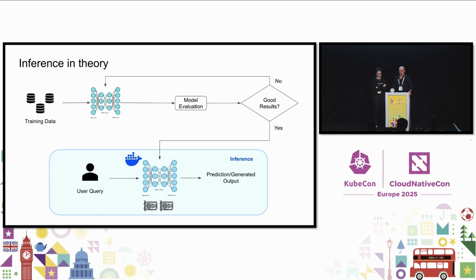So let's start. So inference in theory, right? There is a training data set, and a model is being trained on that data set. It's being evaluated after the training, and if results are good, then it moves to inference, right? And inference, new data or users' queries are getting into the model, being processed, and new predictions or outputs are being generated, right? And this is the topic of this talk, about inference, how models can serve new requests in a cloud-native space on GPUs.